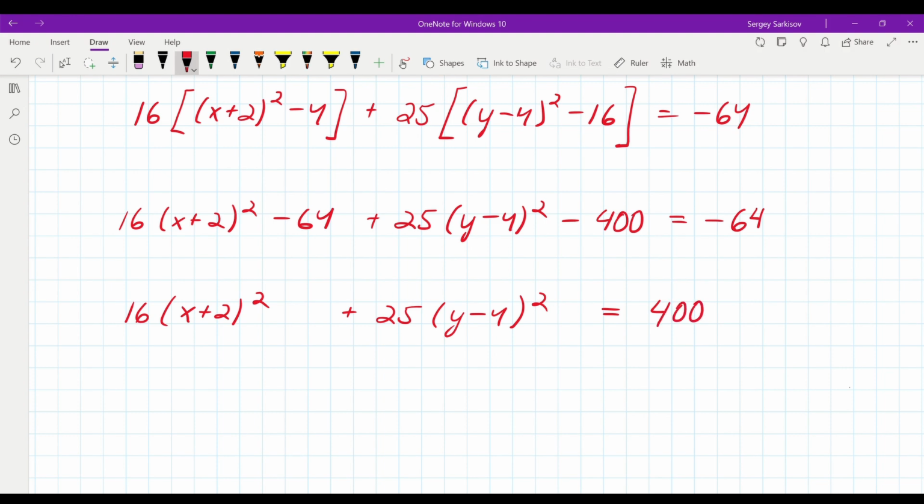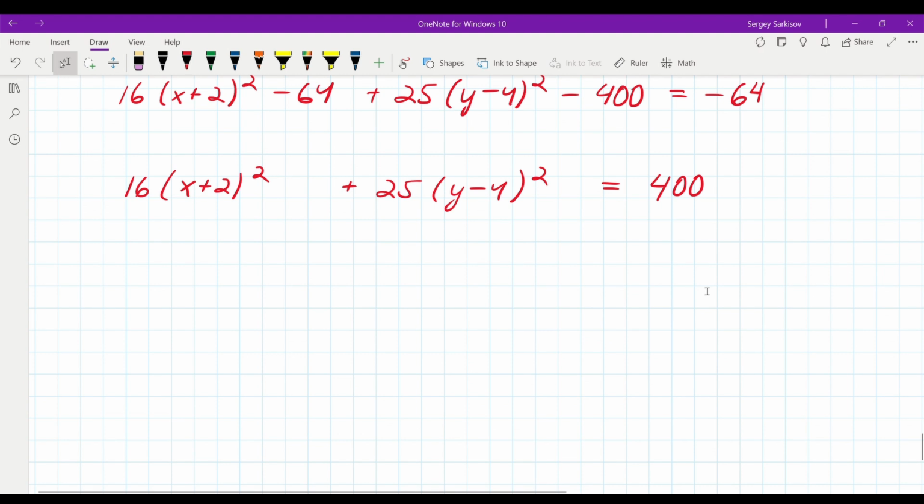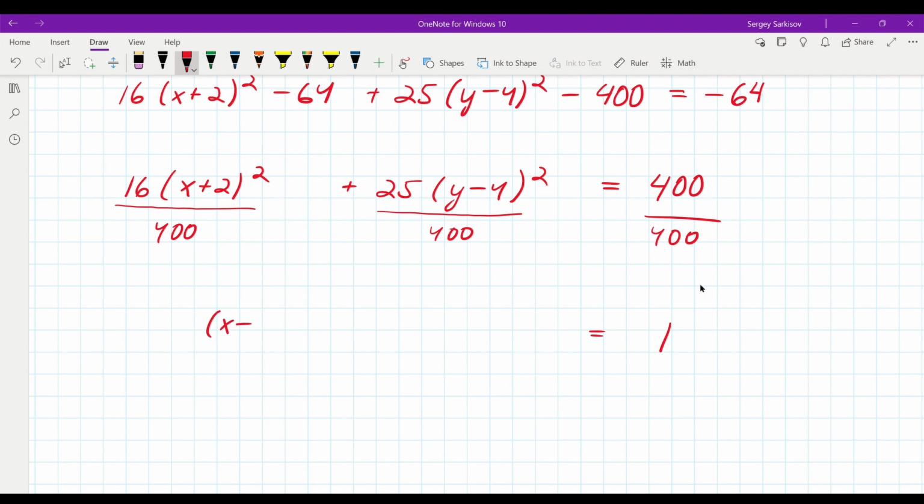Now, this is actually an ellipse, everybody, and when you have that, you have to have a 1 on the right. So let's divide everything by 400, both sides. That's how you get a 1 on the right. So 1 is equal to, and here you'll have a 25 at the bottom. If you do 16 over 400, you can simplify it to 1 over 25.